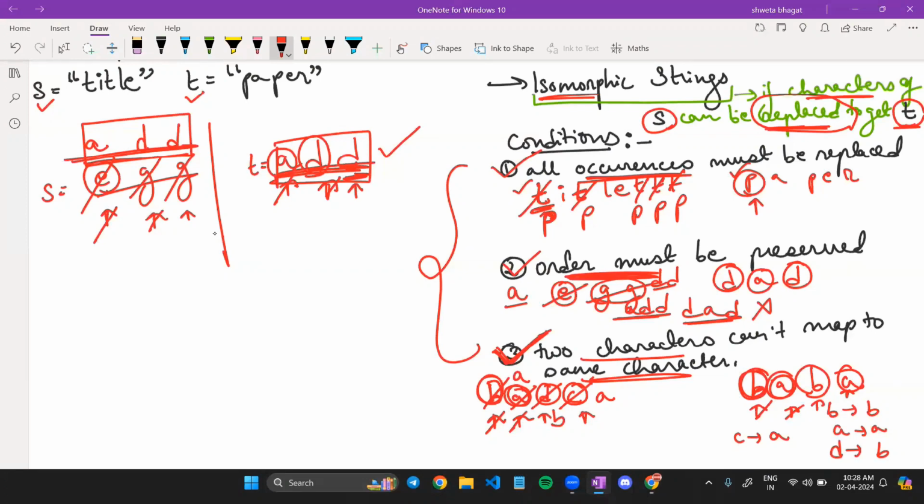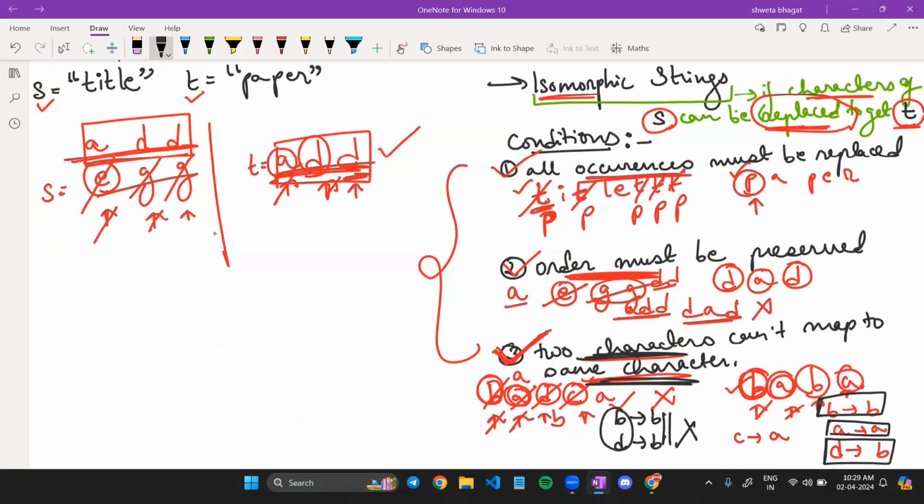And after that, you'll say that, okay, we were successfully able to get the string T by replacing the characters of S. But it's wrong. Why? We can notice one thing. Here we are mapping B to B, and here we are mapping D to B. So what does it mean? It means that firstly we are mapping B to B and then we are mapping D to B. That is, two characters are getting mapped to the same character B, which is wrong because it's clearly mentioned that two characters can't be mapped to the same character.